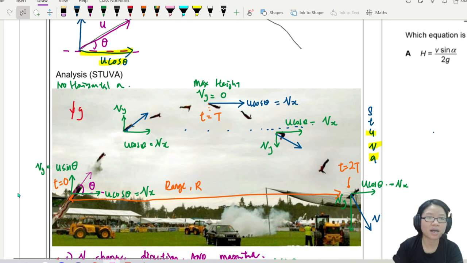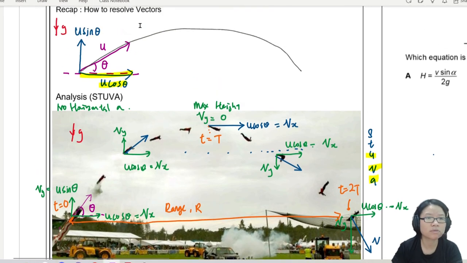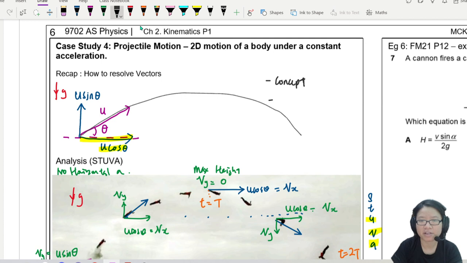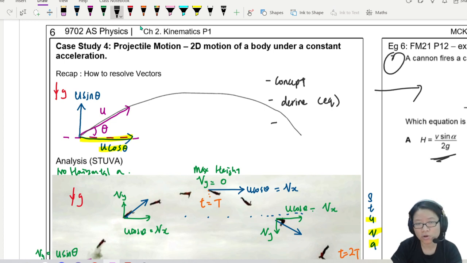So the question style is normally on concept or understanding. After that, we may need to derive or come up with some equation, as you can see from this example here. Or we can use calculate. So I will start off with calculate because numbers are easier on the brain. And then we will look at the other derivation examples.